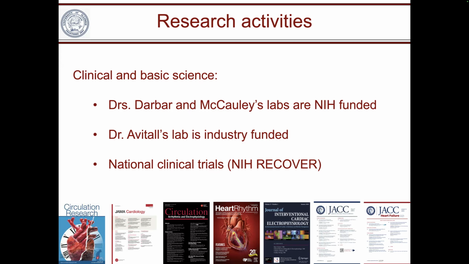So we do a lot of clinical activities. Doctors Ringwala and Sanders and Johnson are also clinically active doing clinical research projects. And we have national clinical trials here, including the RECOVER trial. So there's a lot going on, and all of our faculty are really involved.